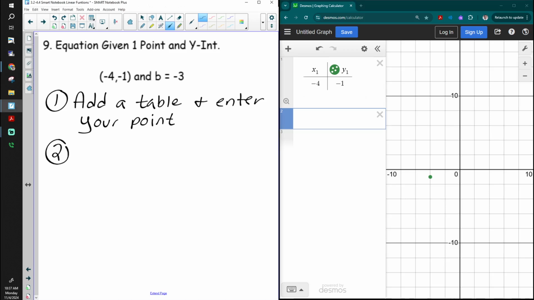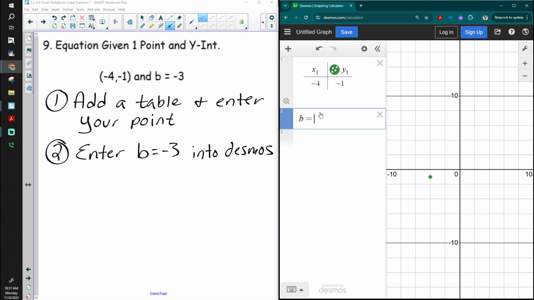Number 2. Enter b equals -3 into Desmos. b equals -3. We need to tell Desmos all the info we know. b equals -3. And now we use our cheat code and hopefully it can find us the slope, the m.